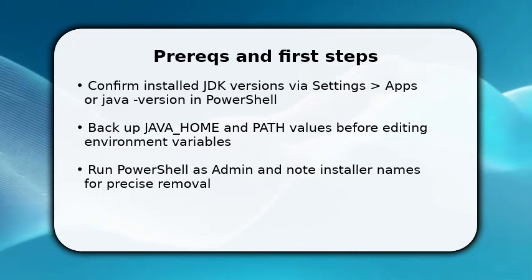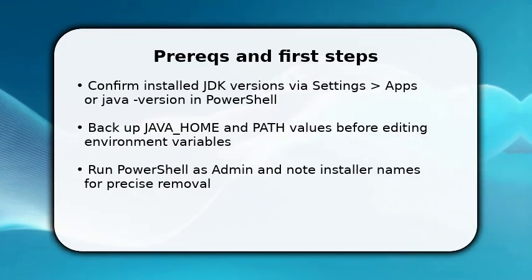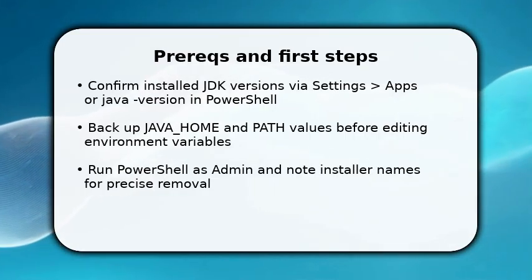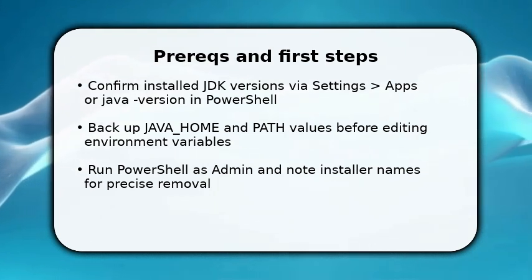Enjoy the video. You start by confirming which JDKs are present and why that matters. Different versions leave different files and path entries. Once done, open Settings Apps to view installed packages and run Java version in PowerShell to verify the active runtime. Make sure to back up your Java home and path values before changing them. This prevents accidental breakage. Then run PowerShell as administrator to prepare for uninstallation commands and note exact installer names so you remove the right package without guessing.